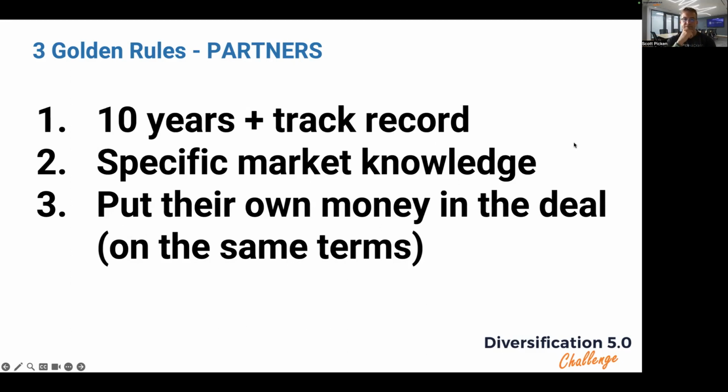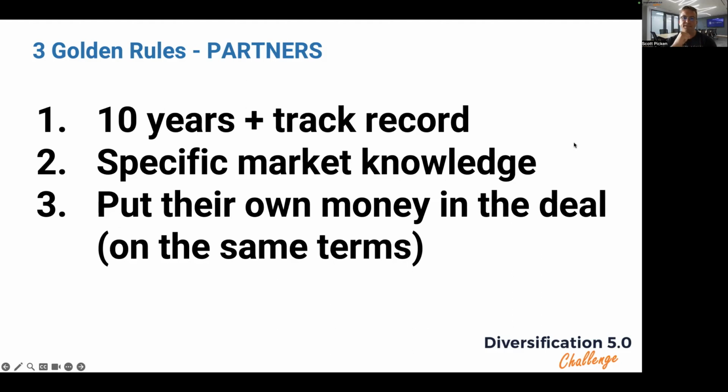So when the shit hits the fan, and it won't always hit the fan, but probably 10 to 20% of the time, deals won't go according to plan. You want partners that have money in the deal and are as committed as you to be tied to the mast of that ship and to sail through the storm.